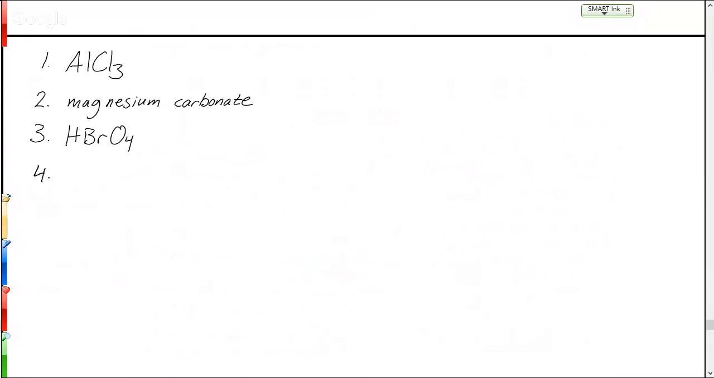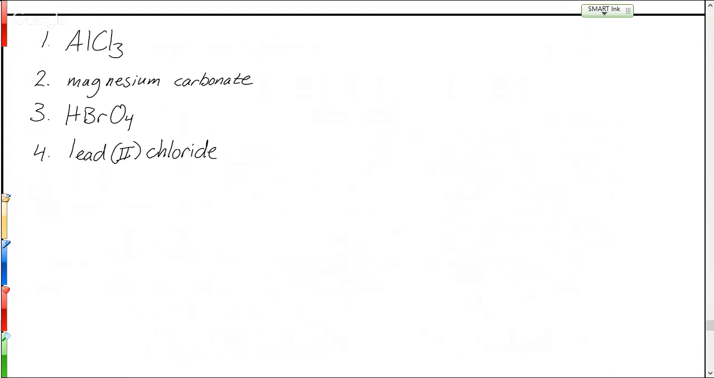All right. Number 4 is going to be lead 2 chloride. We should also note here, element names and ion names and compound names are not proper nouns, so we don't capitalize them if they're just in the middle of a sentence. Number 5, dichlorine oxide should really be dichlorine monoxide. That would be Cl2O. That name is not quite right.